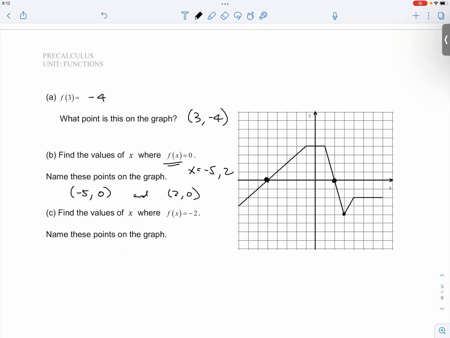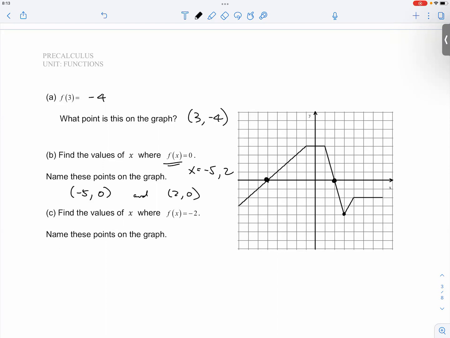People fail pre-calculus. It's not because it's hard. It's because they are not reading it properly. If you're patient and you actually read it, it's not hard. So now, if you understand part B, if you understand the most common mistake, then let's go ahead and try part C on your own. Find the x values where f of x is -2. Where is f of x being -2?